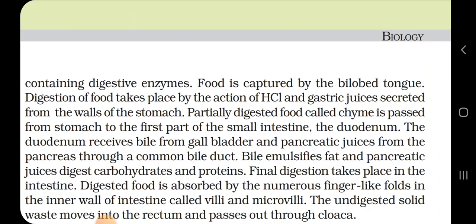Digestion of food takes place by the action of HCl and gastric juices secreted from the walls of the stomach. Partially digested food called chyme is passed from the stomach to the first part of the small intestine, the duodenum. The duodenum receives bile from the gallbladder and pancreatic juices from the pancreas through the common bile duct. Bile emulsifies fat and pancreatic juices digest carbohydrates and proteins. Final digestion takes place in the intestine.